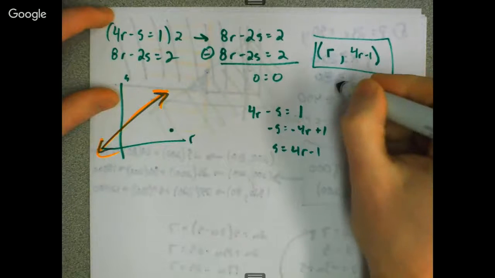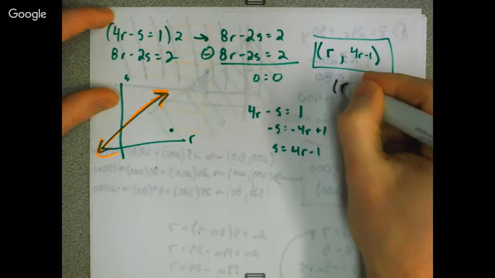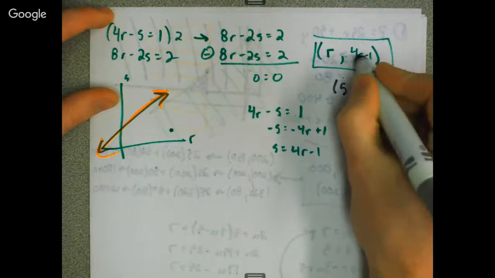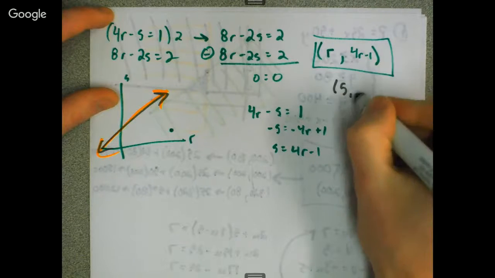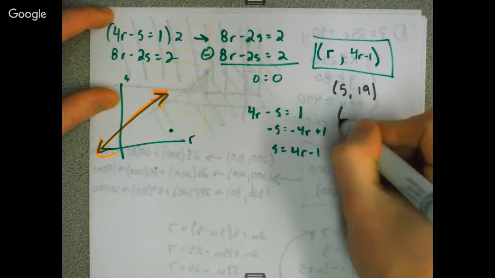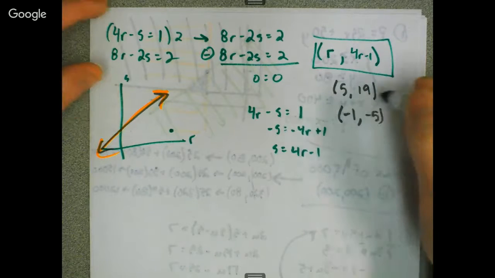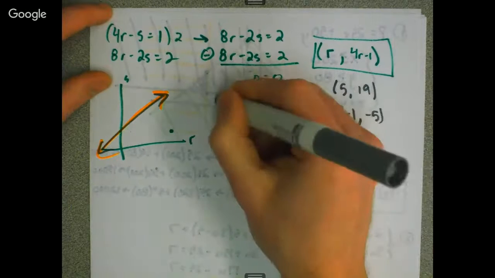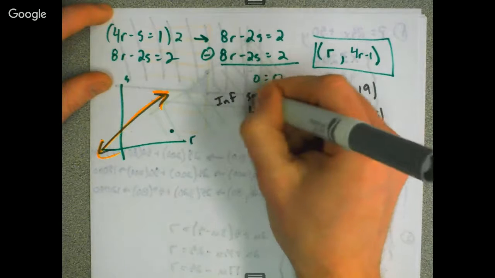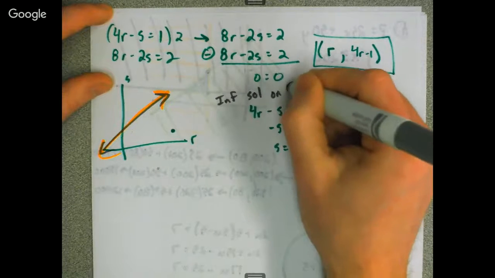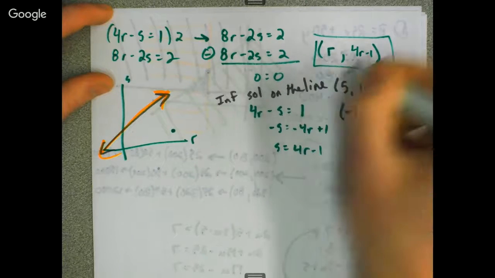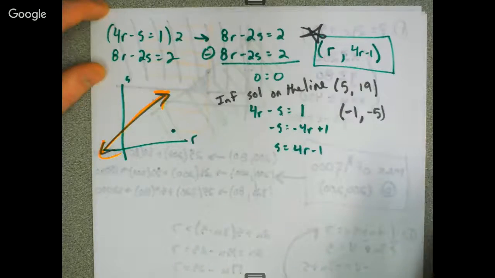So if I want an ordered pair that works, we'll say we'll pick 5, and then we'll plug 5 in over here. So that's 20 minus 1 is 19. Or we could pick -1, so that's -5. We could go on forever. So it's infinite solutions on the line. But this right here is what I'm going to be looking for on the test.